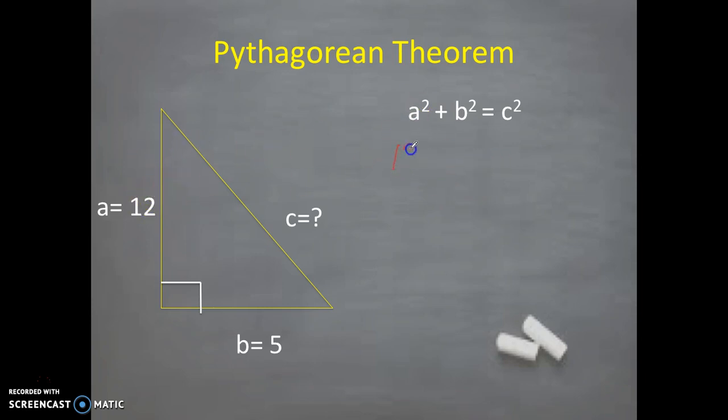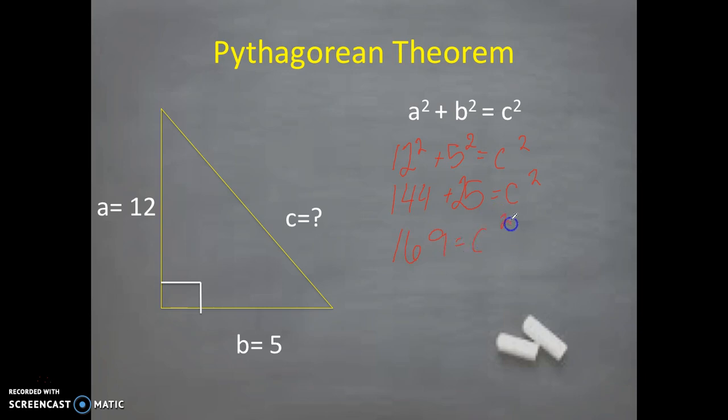a squared is the same thing as 12 squared, plus 5 squared, because b is equal to 5, is equal to c squared. 12 squared is 144, plus 25, because 5 squared is 25, is equal to c squared. Okay, 144 plus 25 is equal to 169.